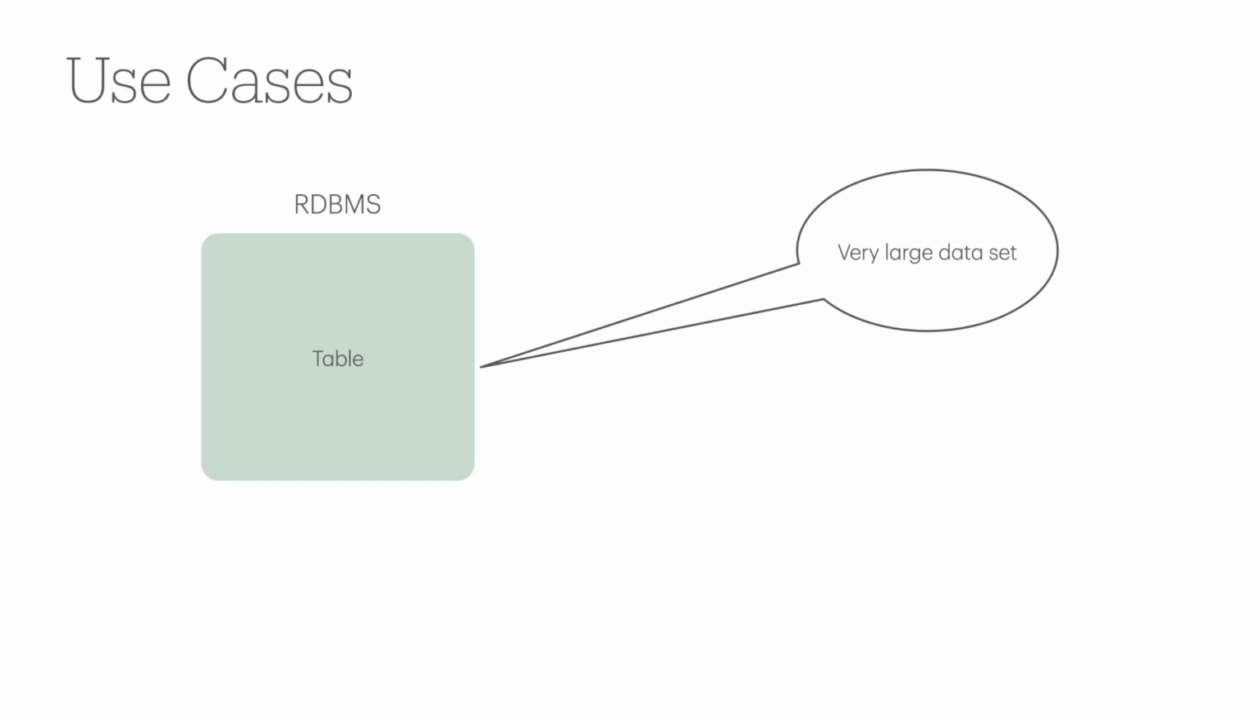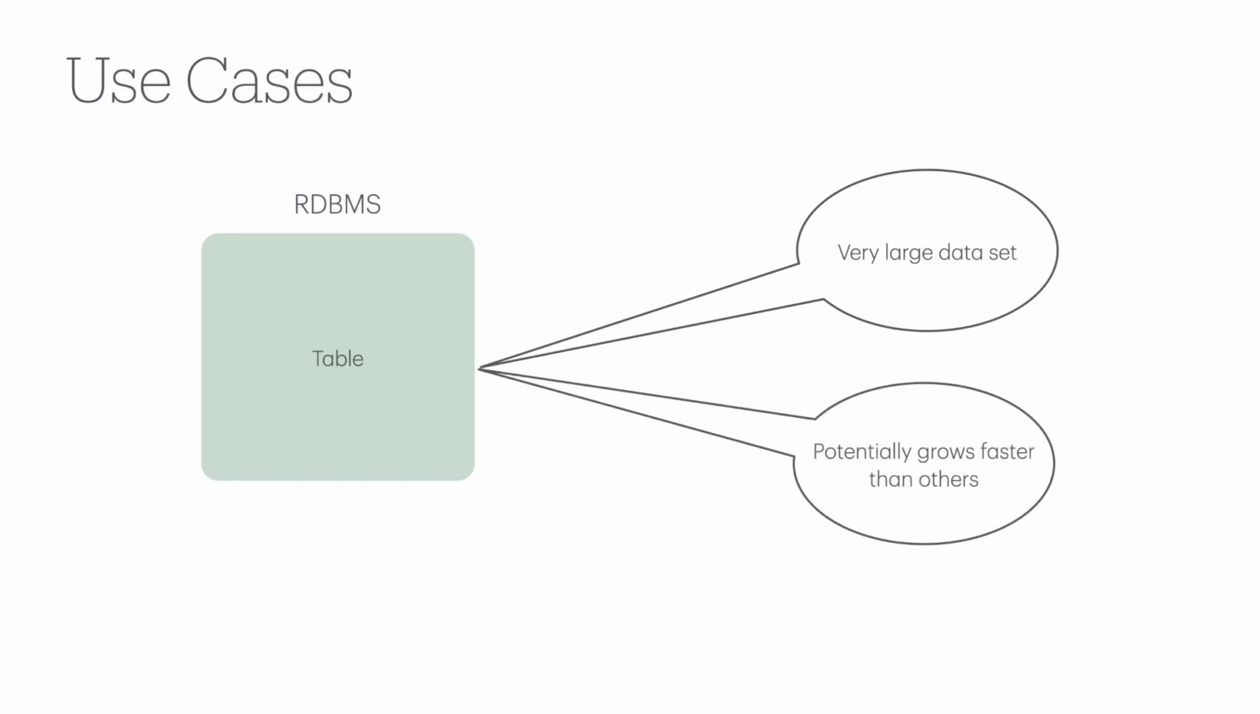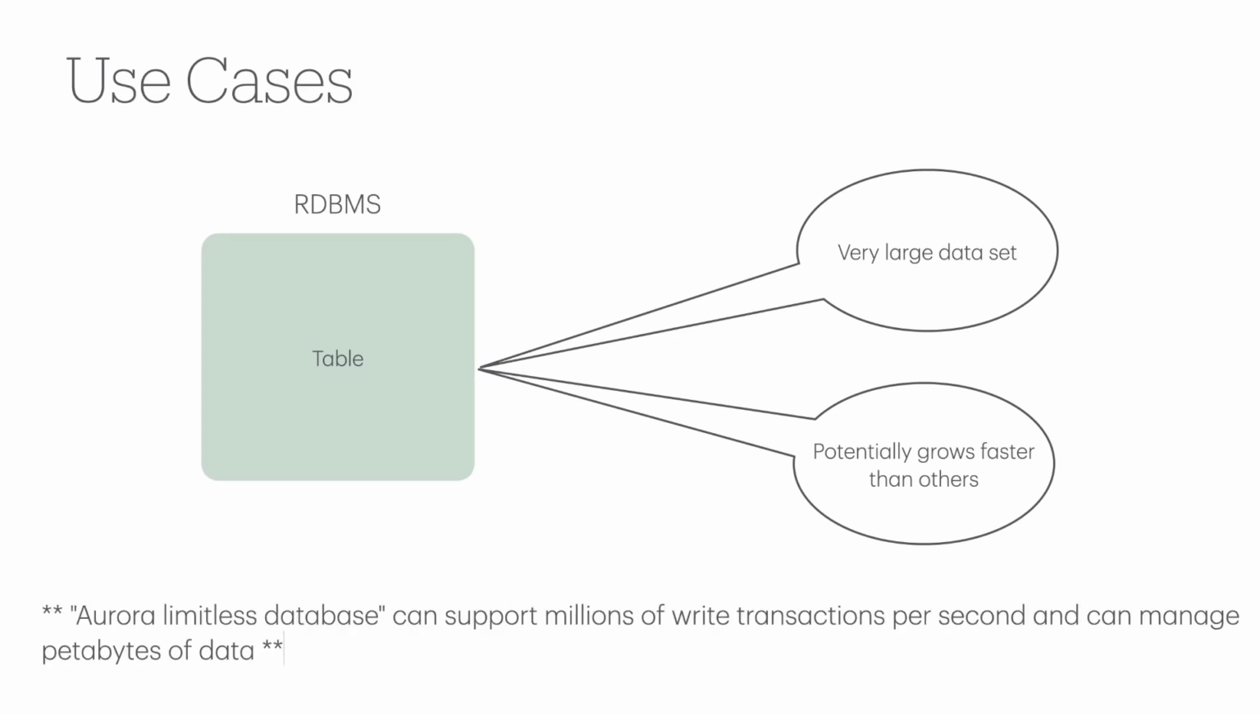From a use case perspective, the Limitless database is primarily useful when the RDBMS table is very large or potentially grows faster than the other tables. Earlier, this scenario was handled through NoSQL databases only. As per AWS, Aurora Limitless database can support millions of write transactions per second and can manage petabytes of data.